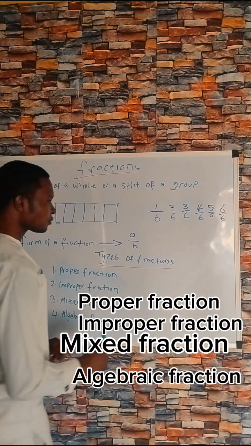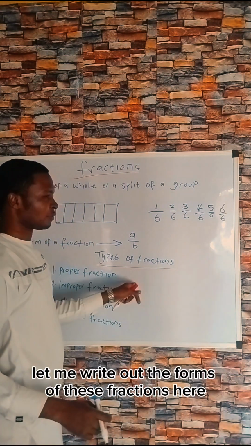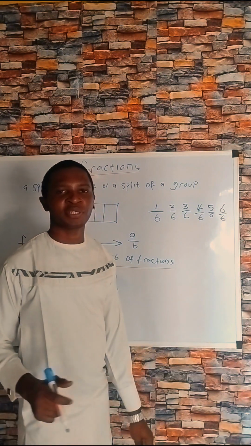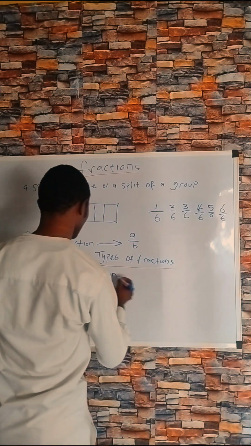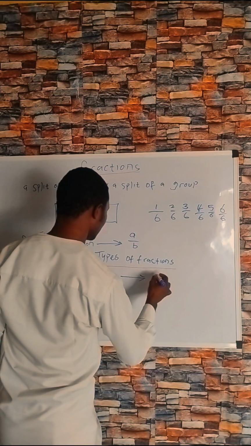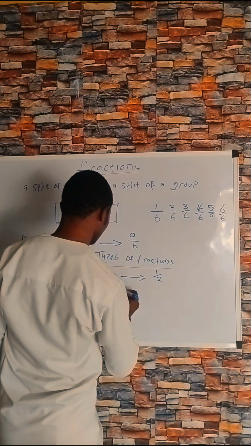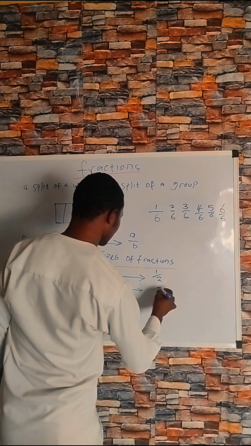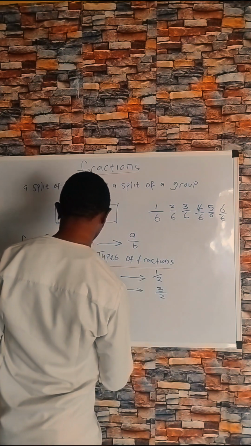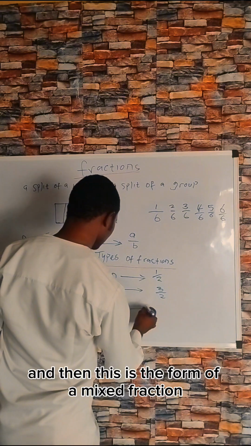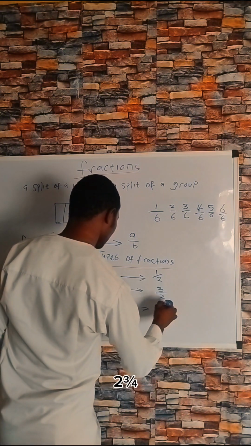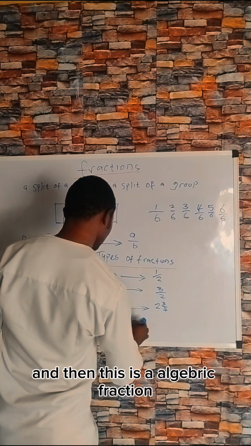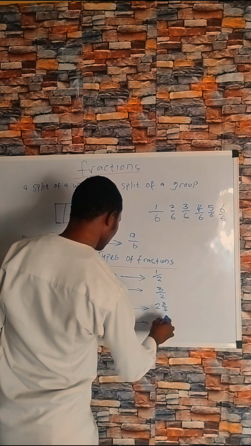So let me write out the forms of these fractions here, so you'll be able to identify them whenever you see them. Proper fraction takes this form: 1/2. This is the form of an improper fraction, 3/2. And then this is the form of a mixed fraction, 2 whole number, 3/4. And then this is an algebraic fraction, a/2.